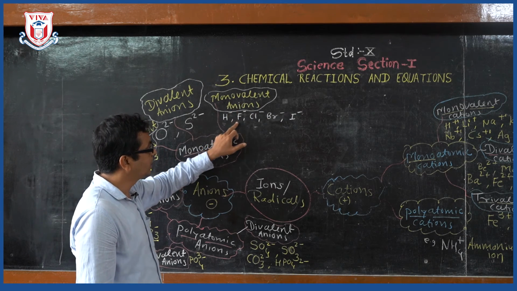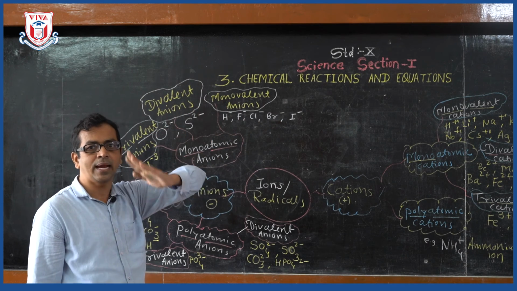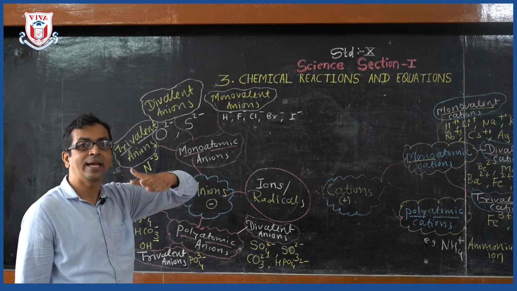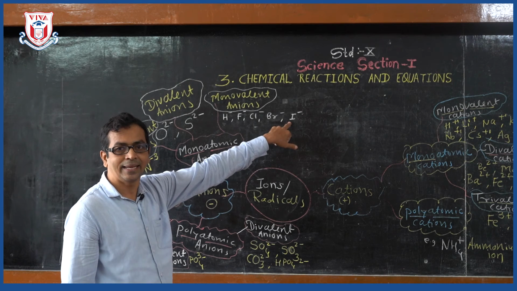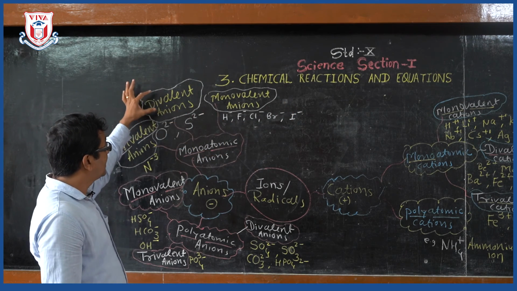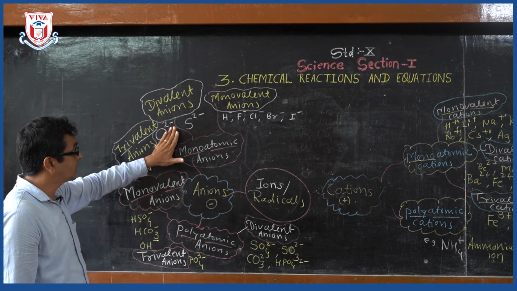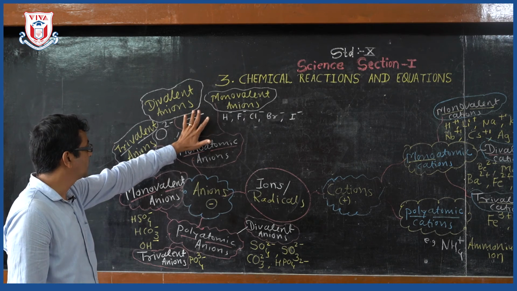I can write here examples from the group 17 elements: fluorine, chlorine, bromine, iodine, astatine. To remember, think: fried chicken, biryani, I ate. Like that you have to keep it in mind. Fried chicken, biryani, I ate. Ate is nothing but what? Astatine. Okay. Then divalent ions having valency 2, here O2 minus, S2 minus.